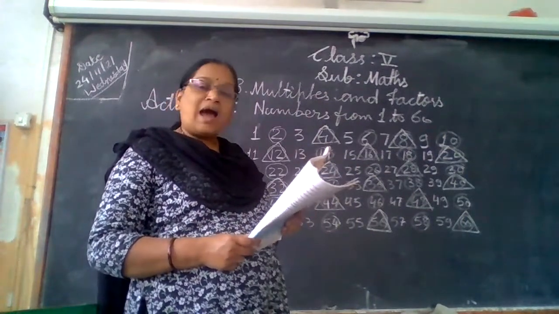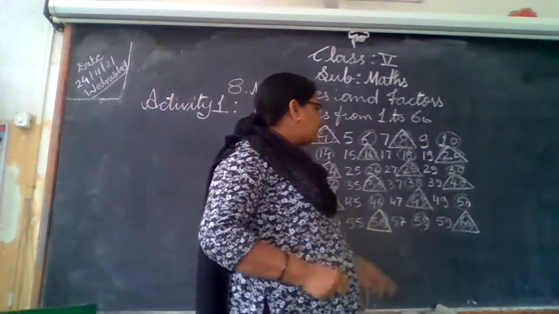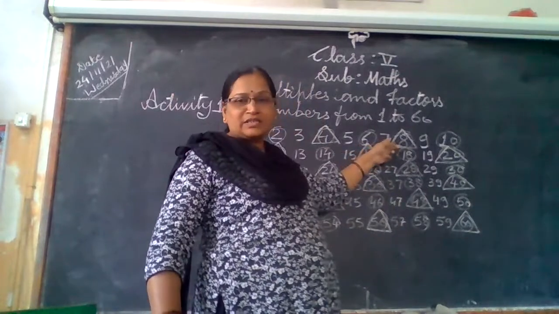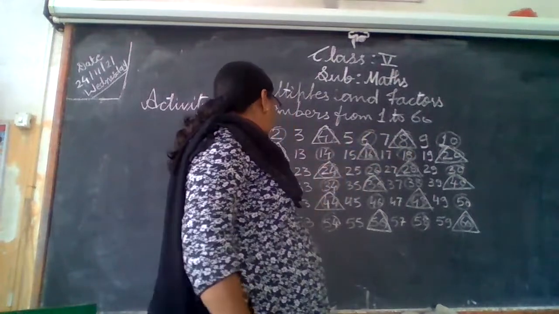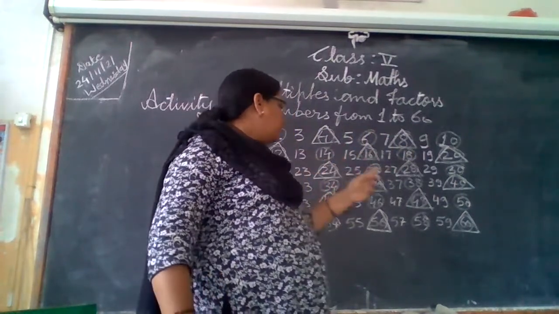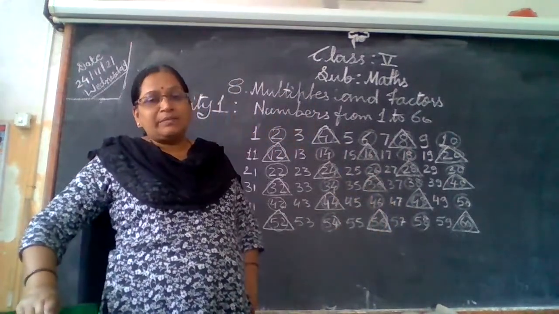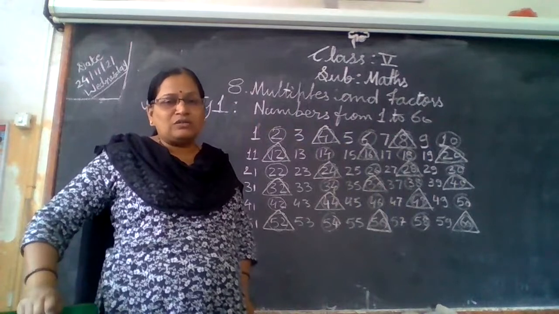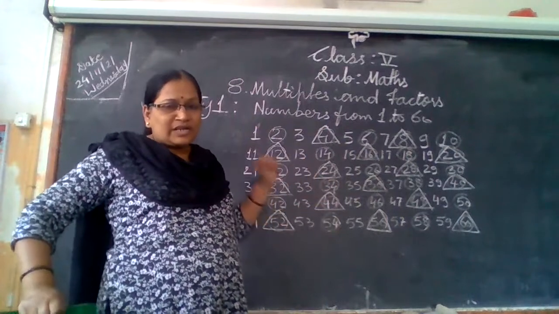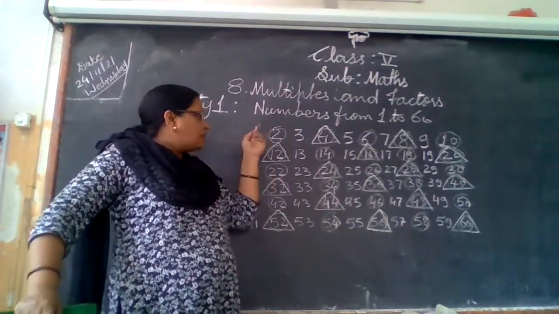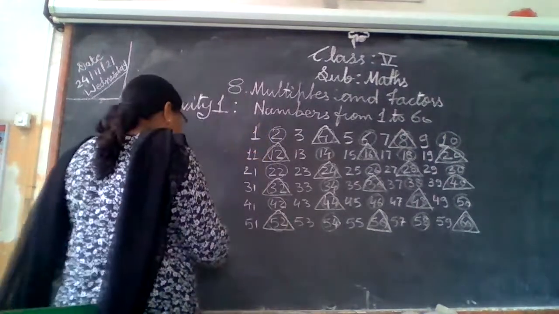Now next, are all the multiples of 4 also multiples of 2? See, multiples of 4 means this triangle and circle: 8, 12, 16, 20, 24, 28, 32, up to 60. Yes, the multiples of 4 are also the multiples of 2. So what is the conclusion from this activity?